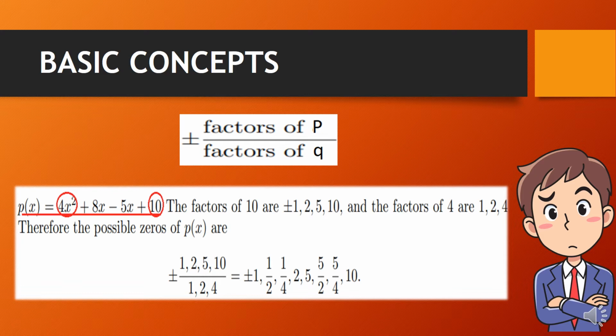So how can we find the possible zeros? We will divide the factors of p by the factors of q. It will be 1, 2, 5 and 10 divided by 1, 2 and 4. It will give you 1, 1 by 2, 1 by 4, 2, 5, 5 by 2, 5 by 4 and 10.